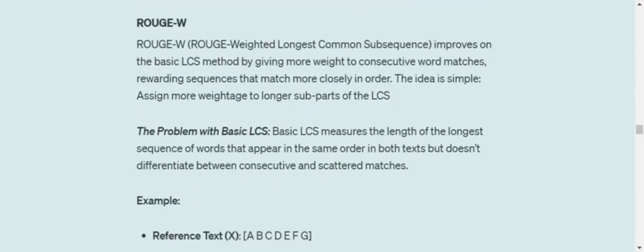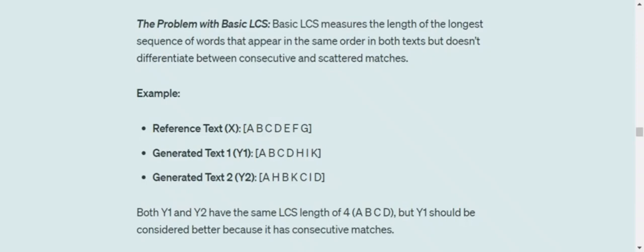Coming to Rouge-W, the Rouge weighted longest common subsequence. This is a little tricky, where instead of using the longest common subsequence, we would be calculating the weighted longest common subsequence. In case of a weighted longest common subsequence, we would be rewarding consecutiveness: we would be calculating the value of the WLCS depending upon the most consecutiveness within the longest common subsequence. Try to understand this. Assume that this is the reference text: A B C D E F G.